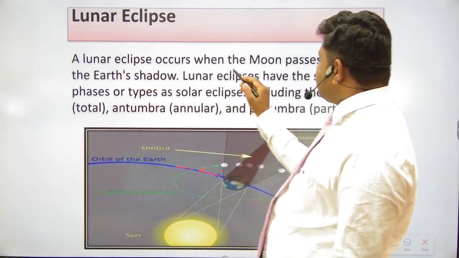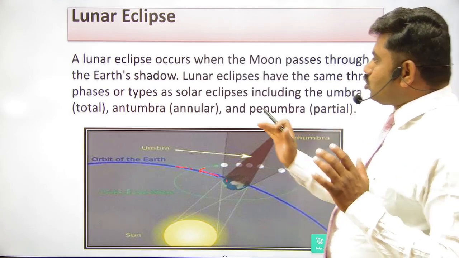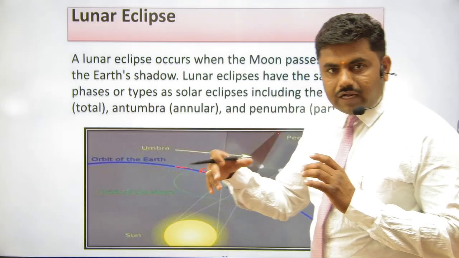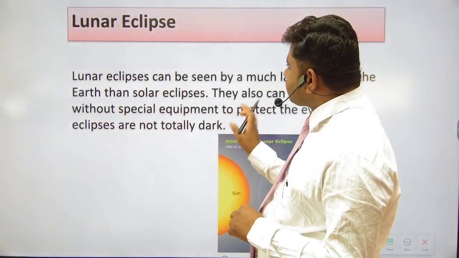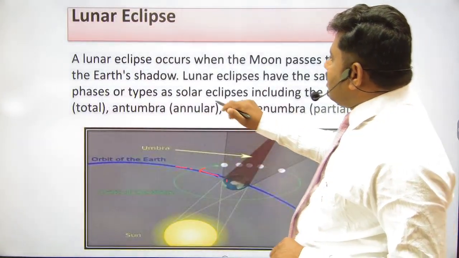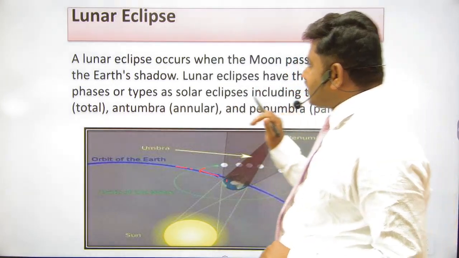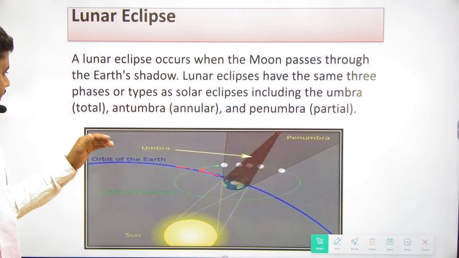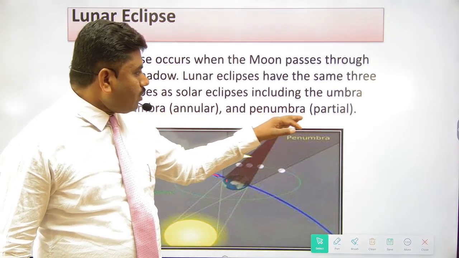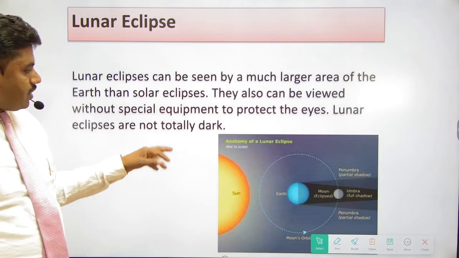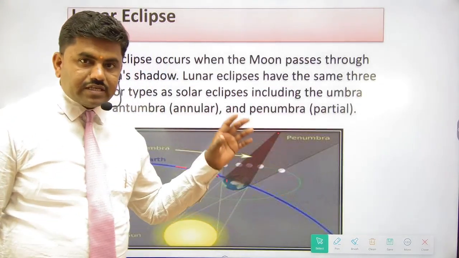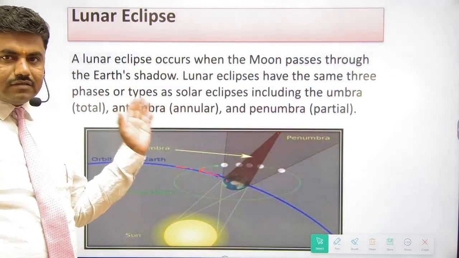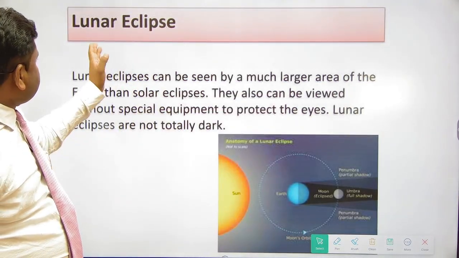When the moon passes through the earth's shadow, the shadow of the earth falls on the moon, and that's why a lunar eclipse happens. A lunar eclipse has the same three phases or types as the solar eclipse, including the umbra, that is the total, the antumbra, annular, and the penumbra, that is the partial. As we have studied, the same things happen due to the shadow of the earth on the moon from the sun.